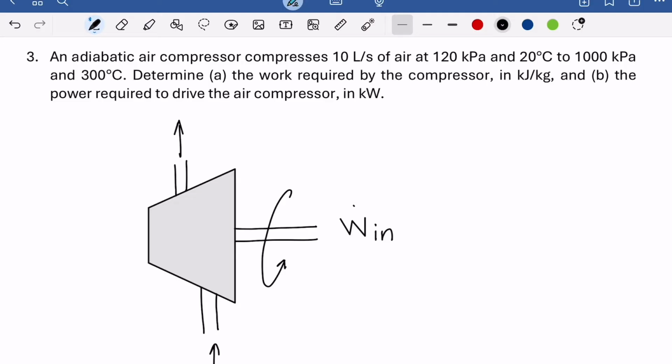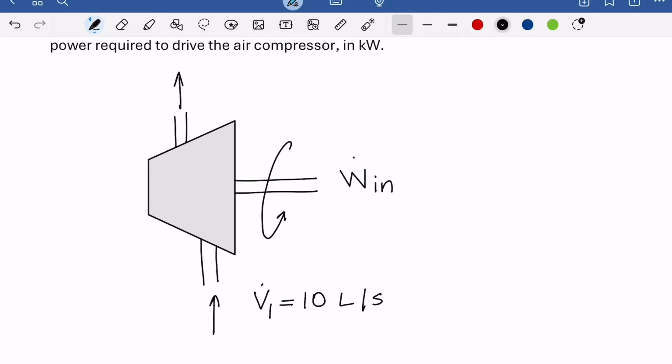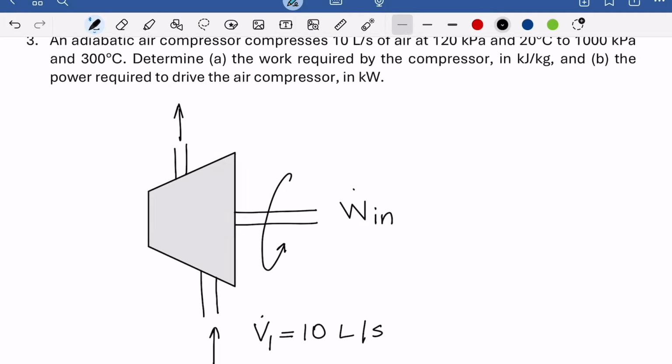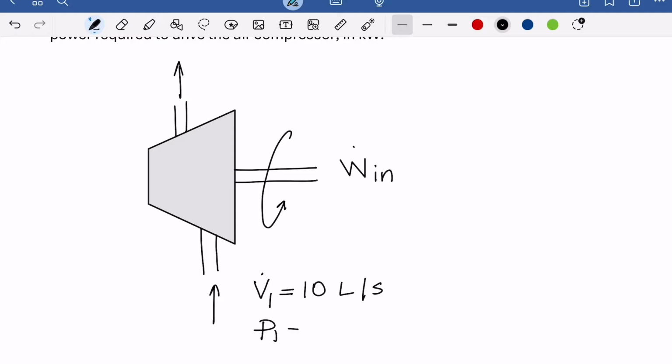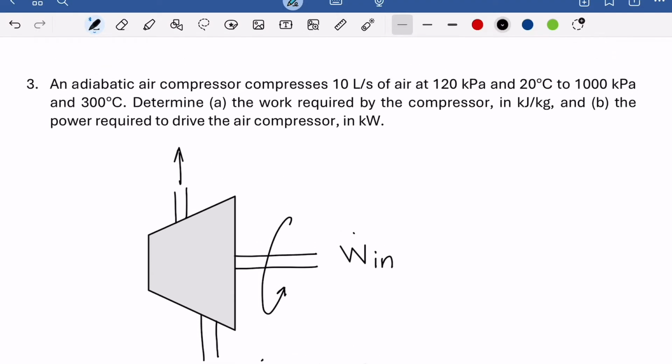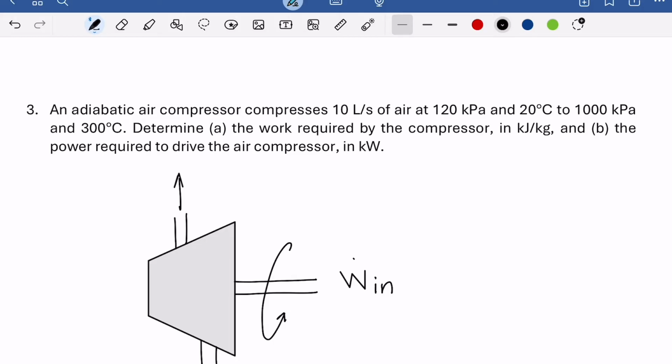Okay, so initially they give us volumetric flow rate. And they give us 120 kilopascal. Temperature 20. And they give us at the exit, again, you can use a subscript of E for exit or 2 for the exit. Both are fine as long as you know what you're defining.